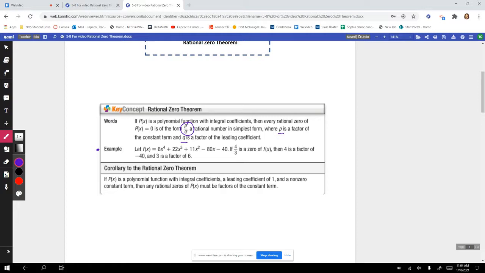The example they give us is if we have 4 over 3 as an answer, 4 is a factor of negative 40, which is our constant, and 3 is a factor of 6, which is our leading coefficient.